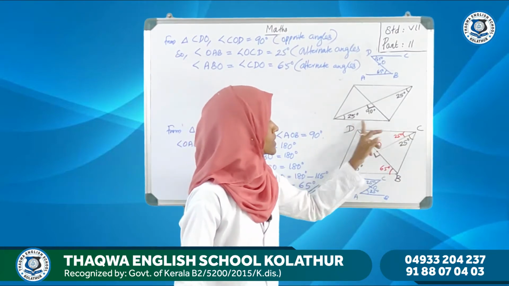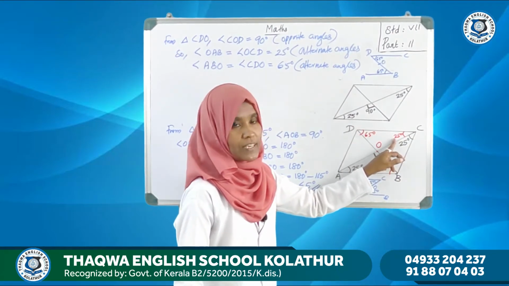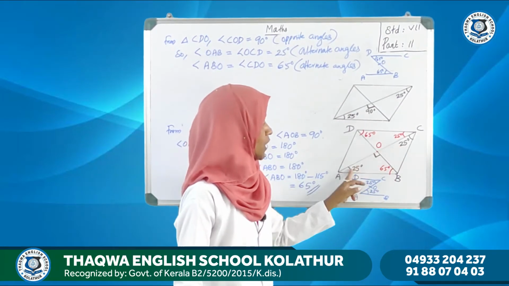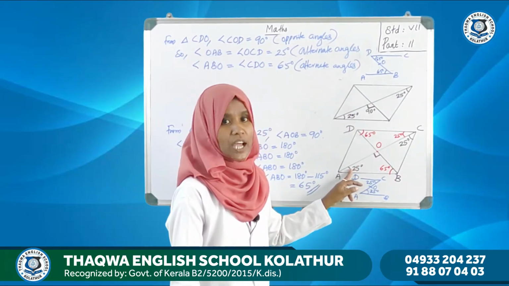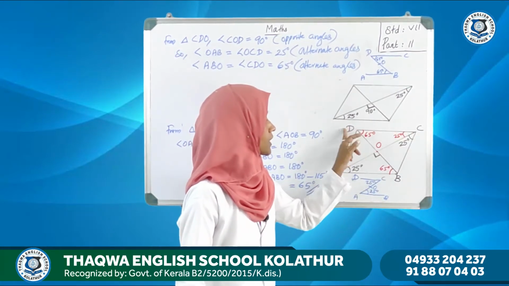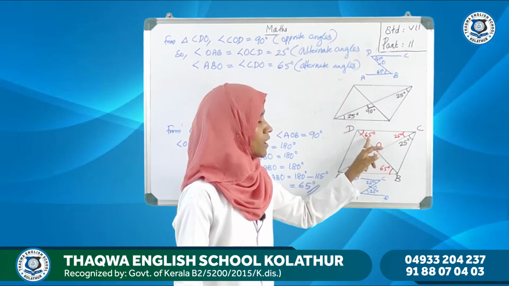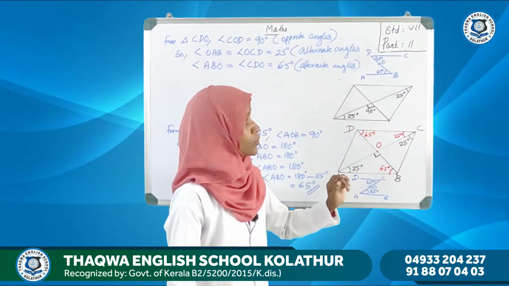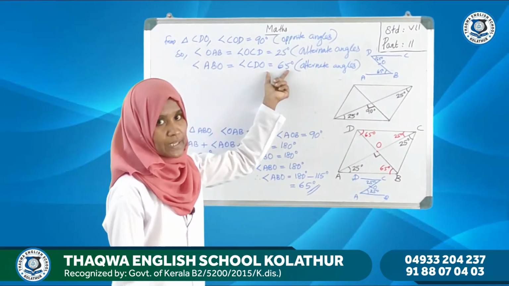Next, angle OCD is 25 degrees. What is the reason? Angle OAB is 25. These two angles are the alternate angles. Next, angle ABO and angle CDO. These are the alternate angles. So the measure of the angles are equal, that is 65 degrees.